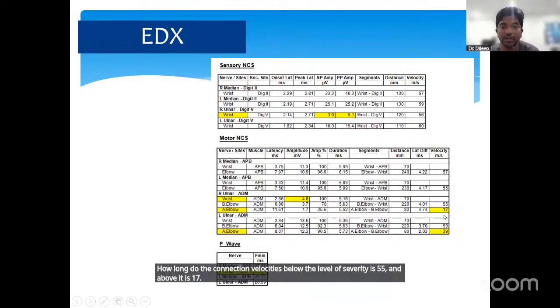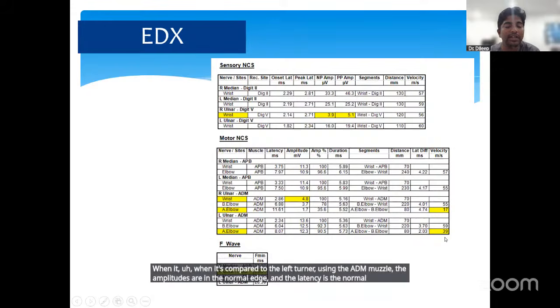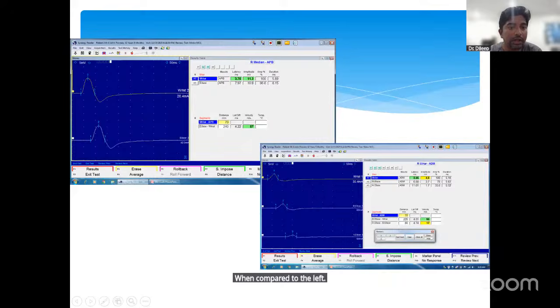There is a significant drop. When compared to the left ulnar using the ADM muscle, the amplitudes are in the normal range, the latency is in the normal range, and the velocities are normal. The F-wave latencies in this patient are prolonged on the right side when compared to the left. These are the NCS graphs of the patient.